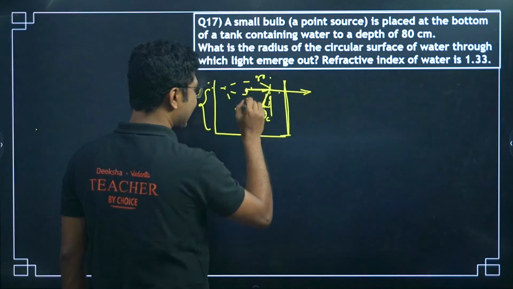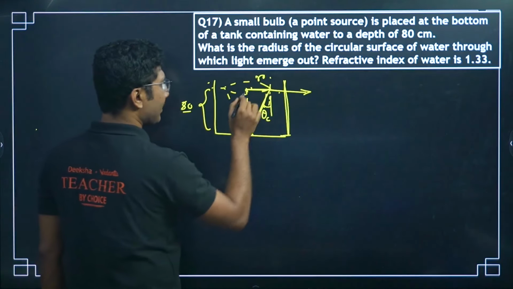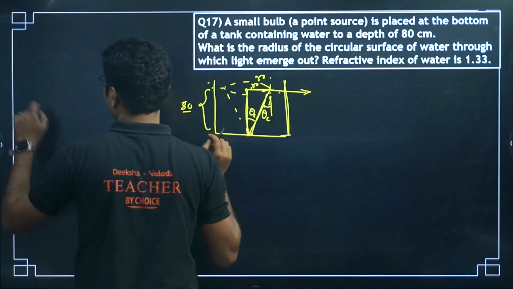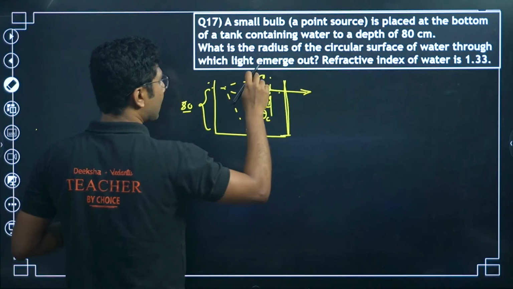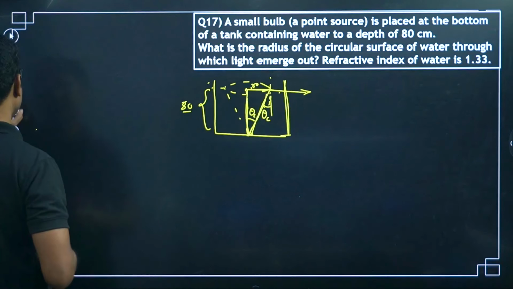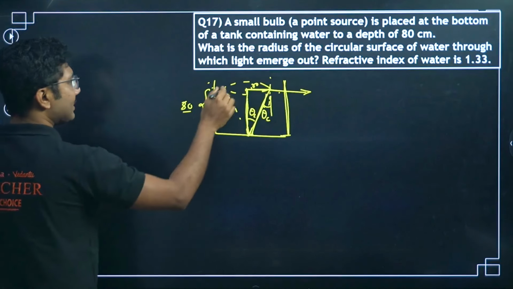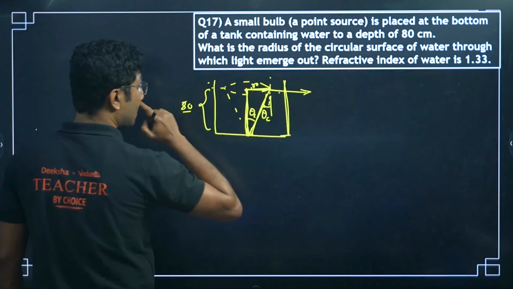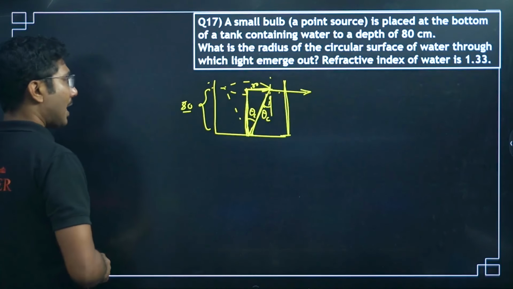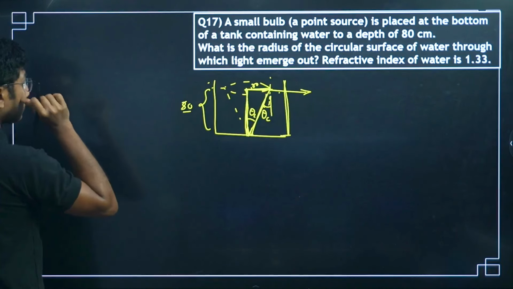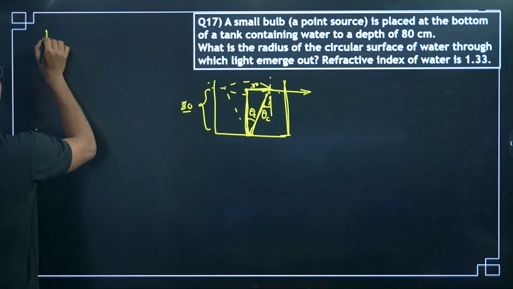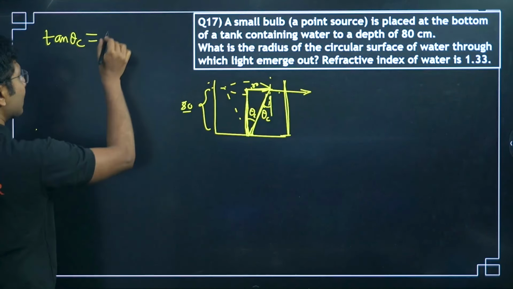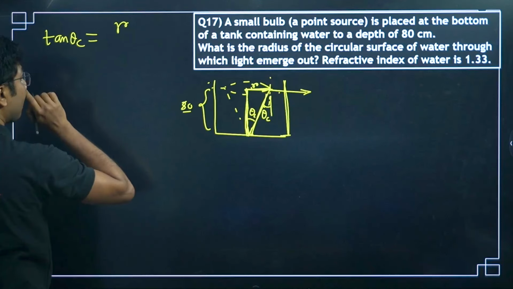Now, this is the depth of the water, that is given as 80 centimeter, so this distance we know. We are trying to find this r, and we know this angle theta c. So, we can easily say that this is the base, and this is the height. So, tan theta c equals r, perpendicular by base.